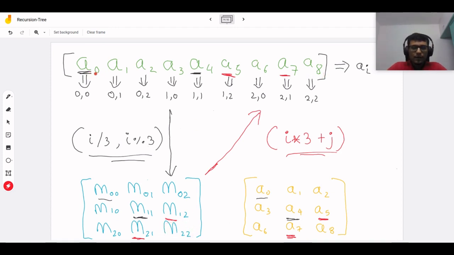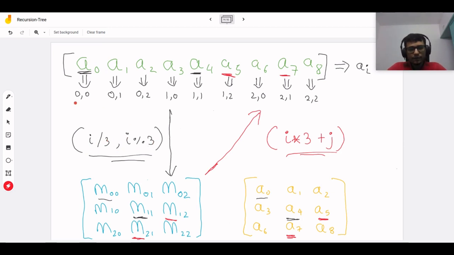So we need some mapping from the index I in this flattened array to the two indices which uniquely identify the element in this two-dimensional array. And for doing that we use these two formulas, I divide by 3 and I mod 3. And I here is the index of the element in the flattened array. So let us try to understand this with an example. Let us pick the element with index 0 in the flattened array. So we'll pick I equals 0 and place it in these two formulas.